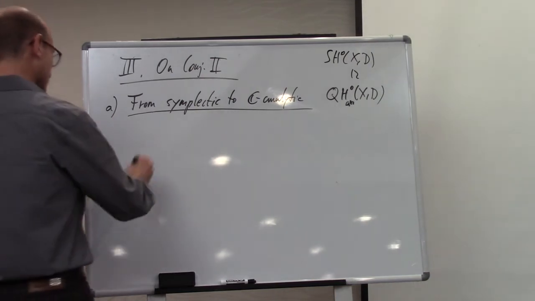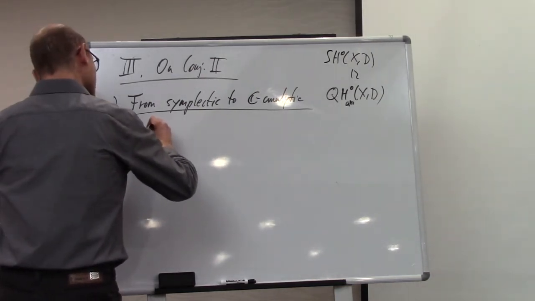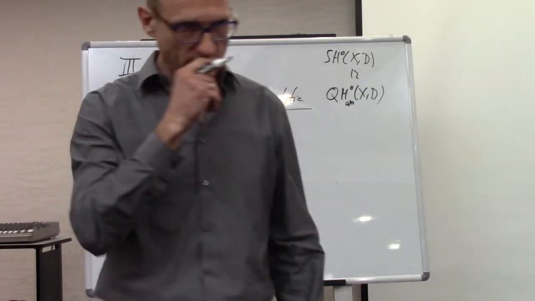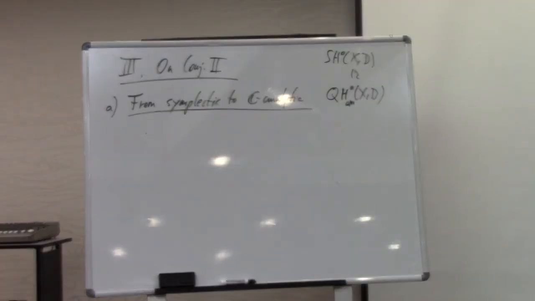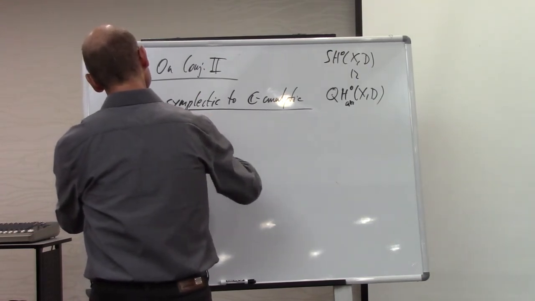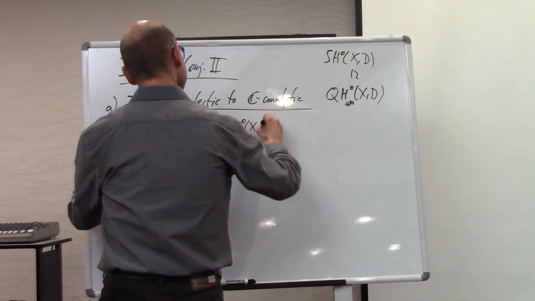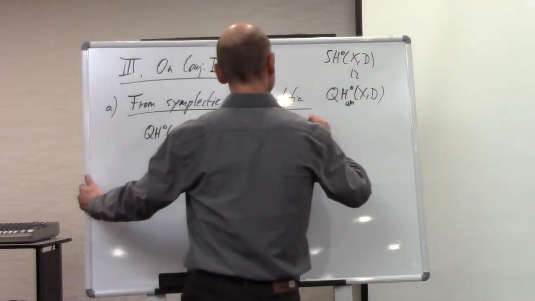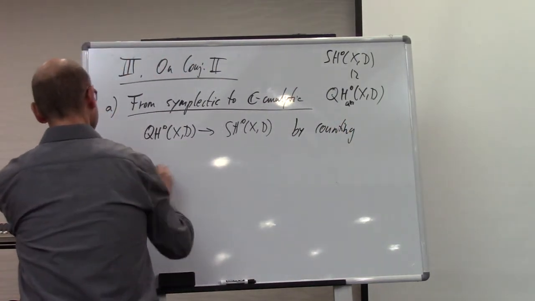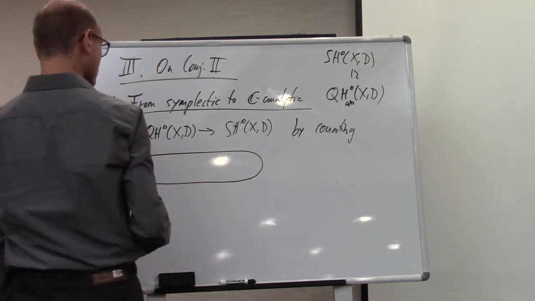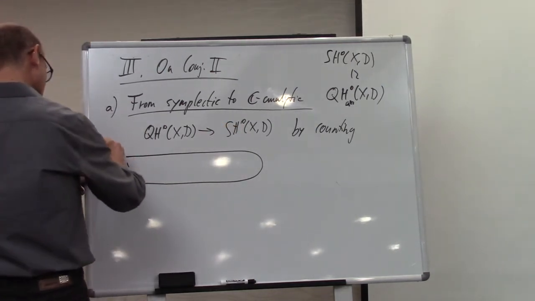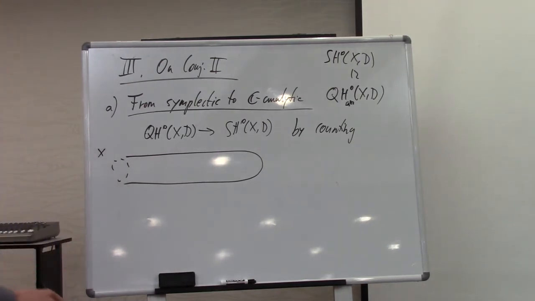Okay, so the idea is pretty obvious. You would have to count cylinders. What you want is to write down a morphism from QH0 to SH0 by counting cylinders, in the usual fashion. So that would start with a cigar-like picture. Confusingly, of course, the output comes in here, so that would be one periodic orbit.